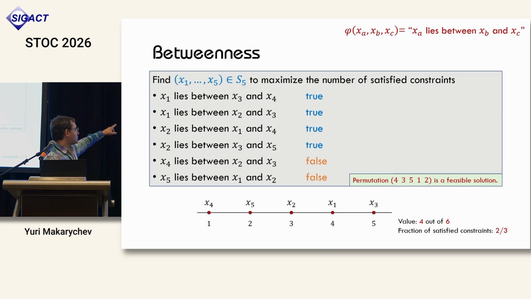And here you can see that all of the constraints are of this form, xa lies between xb and xc for some indices a, b, and c. Because in this example, 4 out of 6 constraints are satisfied, we will say that the value of this solution is equal to 4 over 6, or in other words, 2/3.